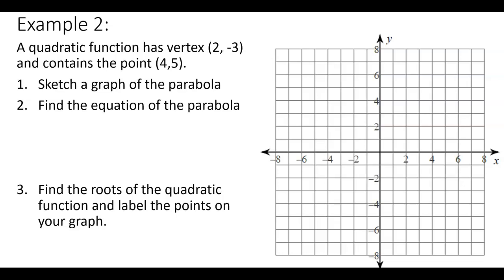All right, Example 2. Here we go. A quadratic function has a vertex of 2, negative 3. So let's put a dot there. 2, negative 3. Now I'm going to label that, by the way, V. You don't have to do that necessarily, but I just want to remember that that one's the vertex, okay? Next, we have another point, 4, 5. So over 4, up 5. That's just some other random point.